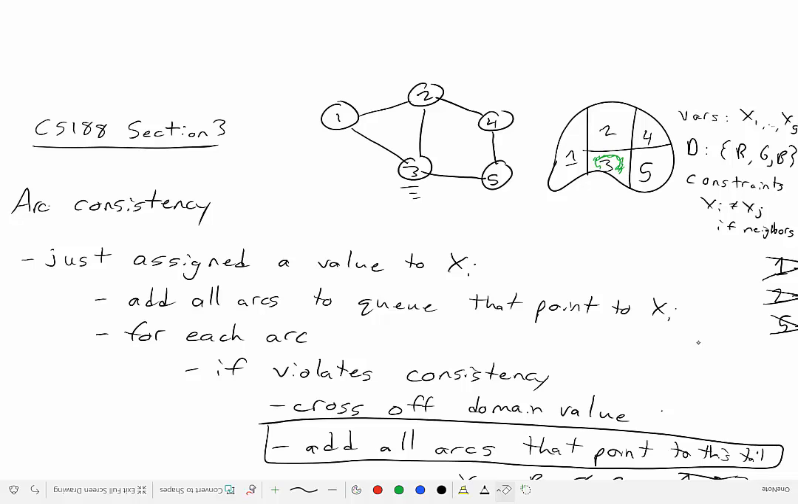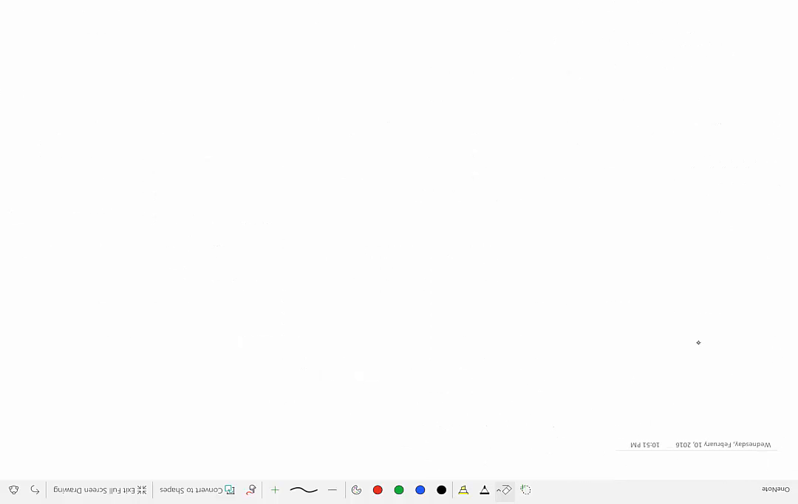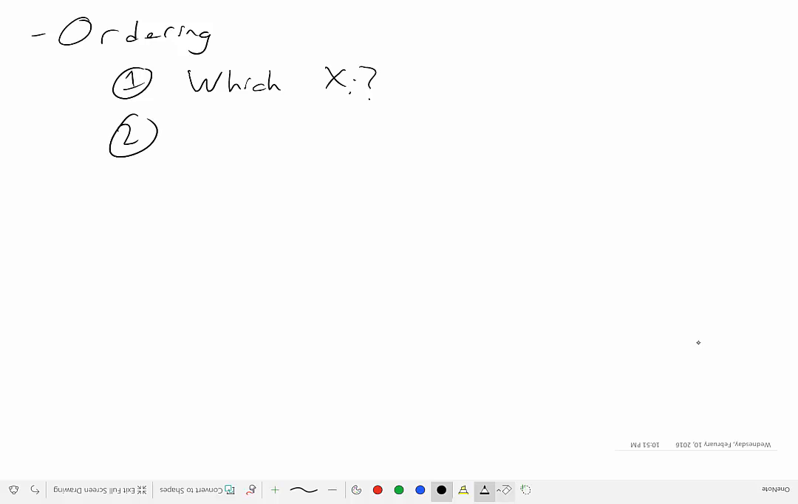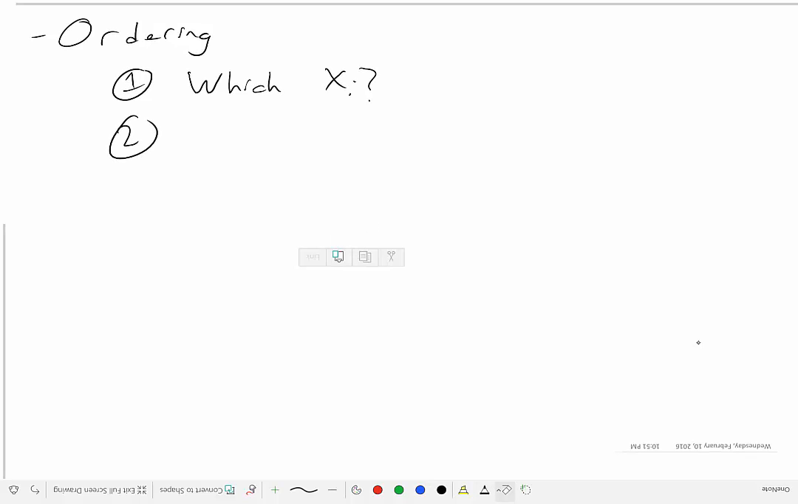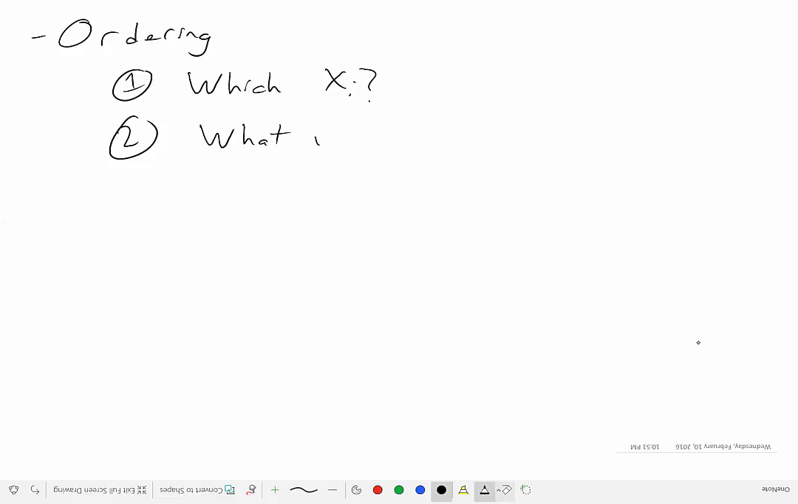Now let's talk briefly about the other two, ordering and structure. So for ordering, what we're considering is two questions. Which variable should I choose? What order? And then the other one deals with the other part of CSP, which is the domain. So what value in the domain should you choose, given a specific variable? So we have two heuristic approaches which work well to help speed up solving the CSP.